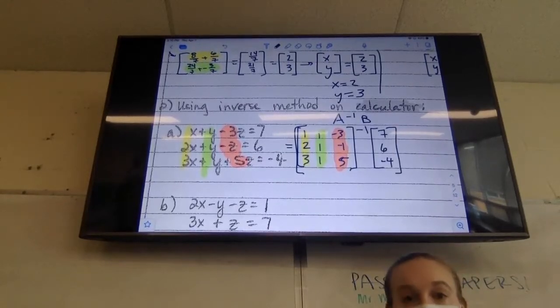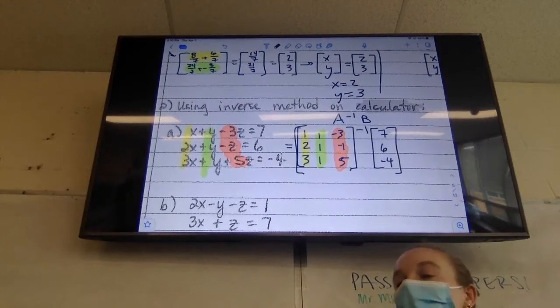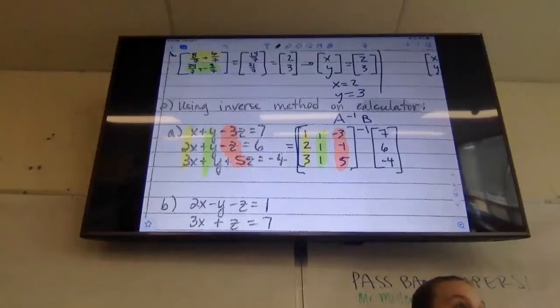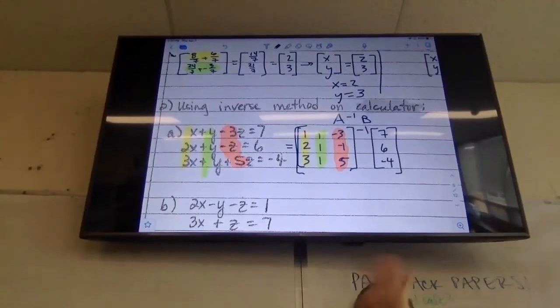Okay. Now, what we need to do in the calculator is we need matrix A to be the first matrix that I have written here. I need matrix B, or a second matrix, to be the second one I have written. And then we're physically going to type matrix A raised to the negative first times matrix B.